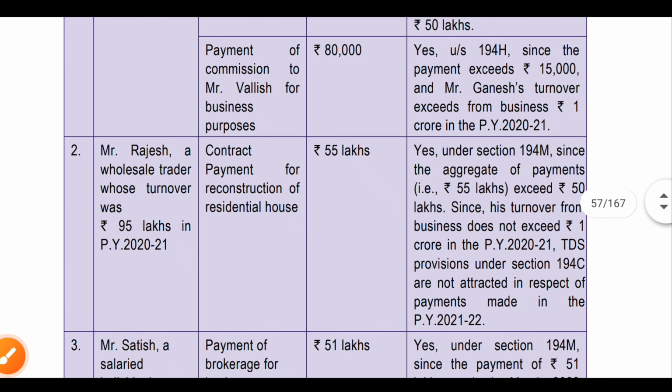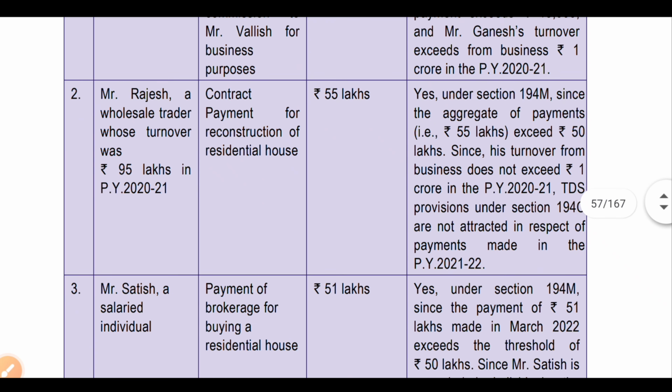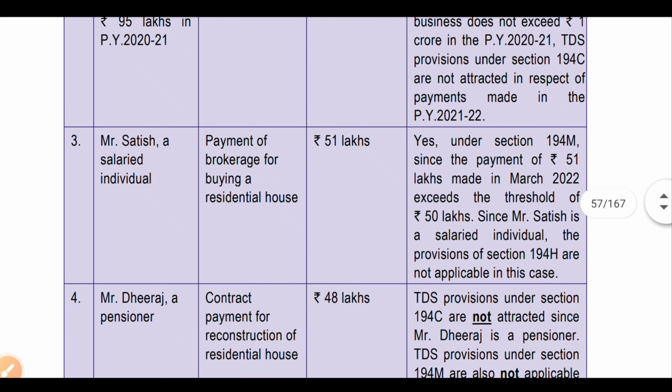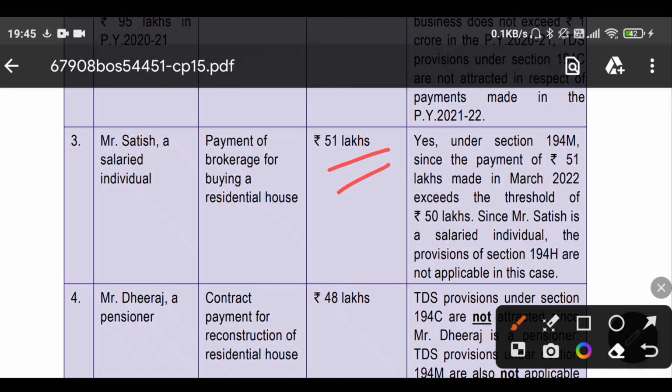So let's check first. So in second case, TDS will be deducted at the rate of 5% on the whole 55 lakh. Okay, and in third case, Mr. Satish, a salaried individual, 51 lakh, and TDS is required to be deducted on 51 lakh into 5% under section 194M.